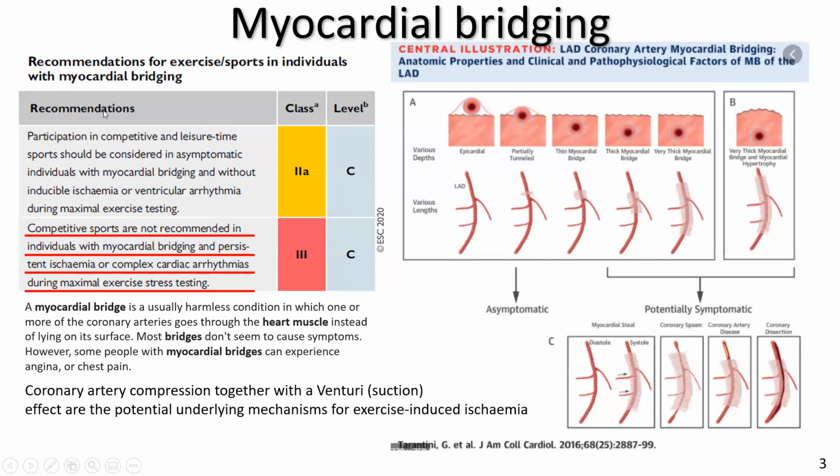Now coming to the recommendations in the guidelines regarding clients or patients with myocardial bridging. I'm just going to focus on the red underline. Competitive sports are not recommended in individuals with myocardial bridging and persistent ischemia or complex cardiac arrhythmias during maximal exercise testing. So this points to the fact that, first of all, we want to know if someone has a myocardial bridge. Hopefully they've produced enough symptoms along the way, and become symptomatic if it's severe enough. They've then gone and had further investigations, and you as an exercise professional can then benefit from that.